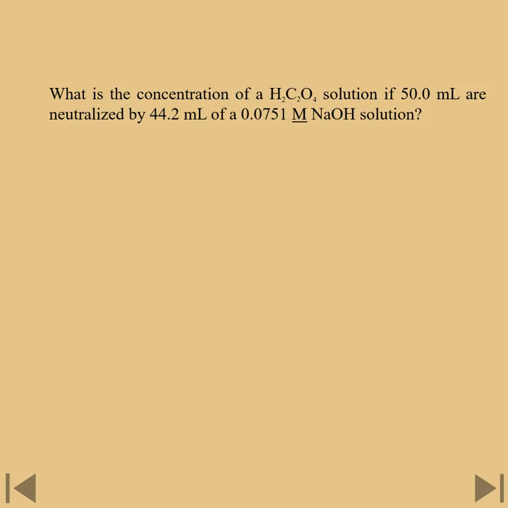Okay, what is the concentration of an oxalic acid solution if 50 milliliters are neutralized by 44.2 milliliters of a 0.0751 molar sodium hydroxide solution? Okay, I'm using my units for this in the preliminary steps. I need to balance my equation. I need to pull out that concentration term. So here's the unbalanced equation: oxalic acid reacting with sodium hydroxide. It's going to form sodium oxalate and water.